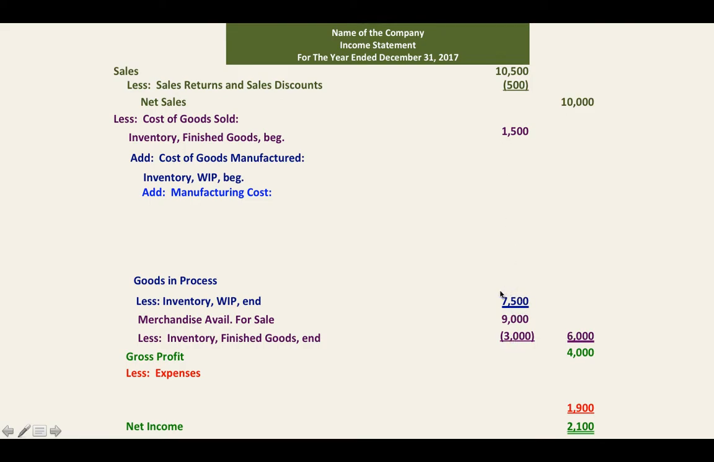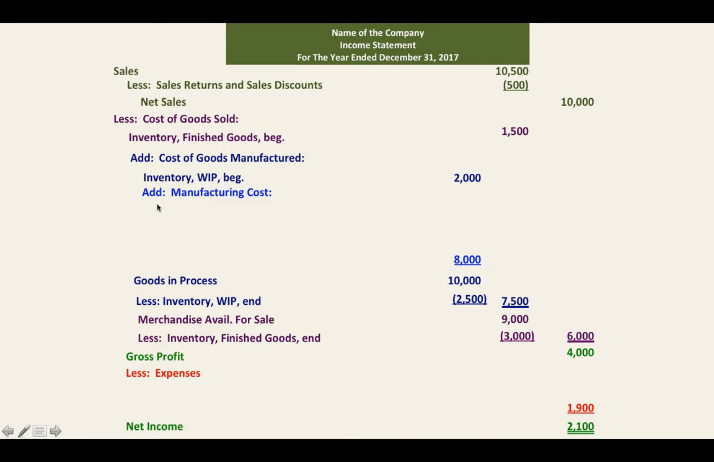And now let us take a look at how the cost of goods manufactured is calculated, assuming that inventory beginning is 2,000 and assuming that manufacturing cost computed is 8,000. So adding this will give you your goods in process, and we have to deduct the work in process end, and that will give you your cost of goods manufactured. So this is how we are going to compute the cost of goods manufactured. Okay, this is how we are going to compute the cost of goods sold, and here this is how we are going to compute the cost of goods manufactured.